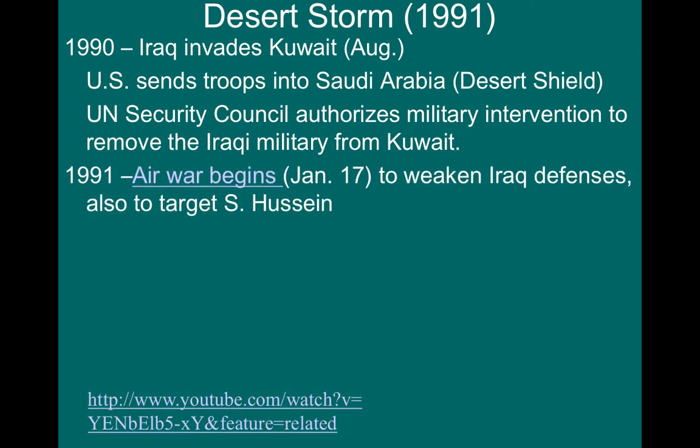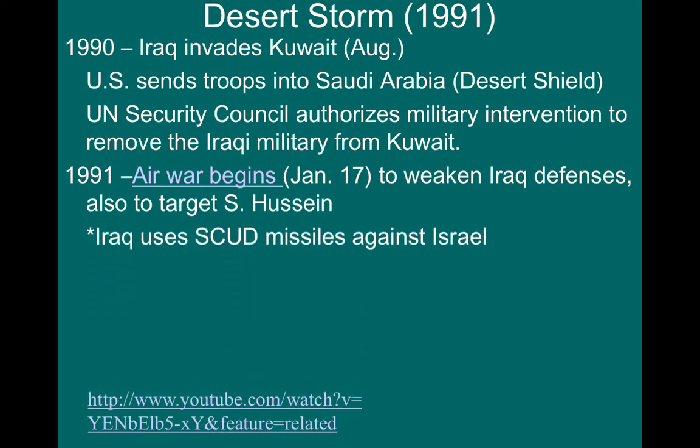The actual air war begins, the Desert Storm part of the operation, in early 1991. And initially, we were preparing for a ground invasion. We were attempting to weaken Iraqi air defenses. And at the same time, we were targeting Saddam Hussein. That never came to fruition, but that was part of the goal.